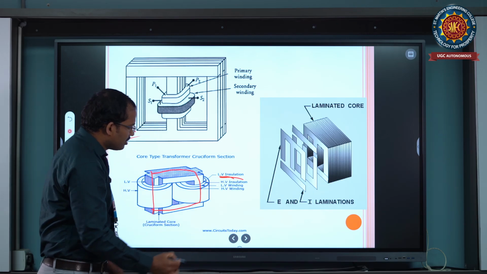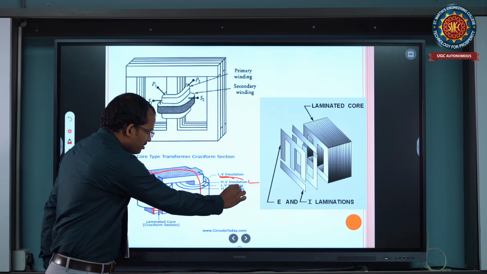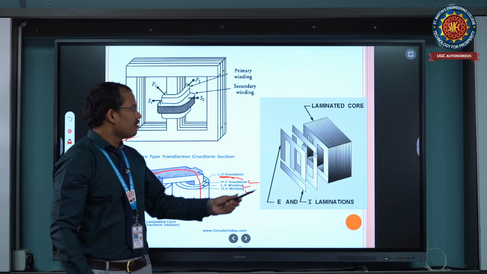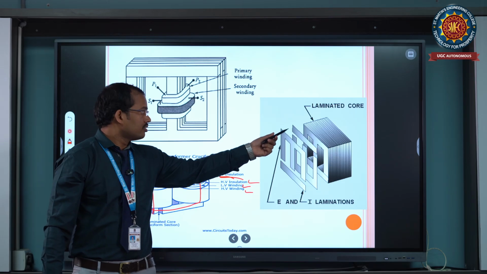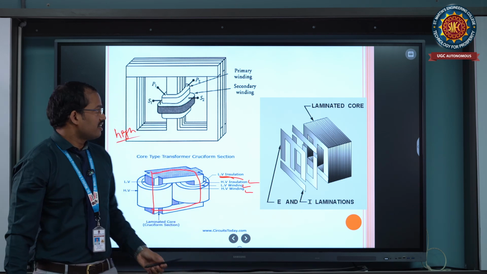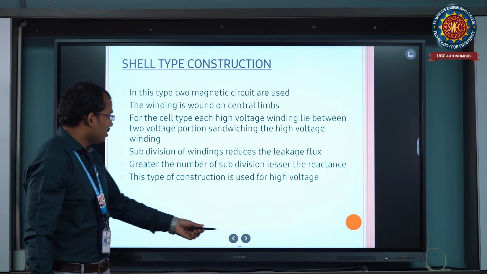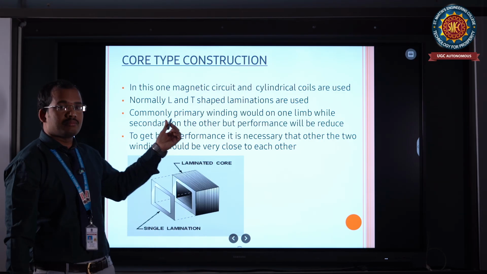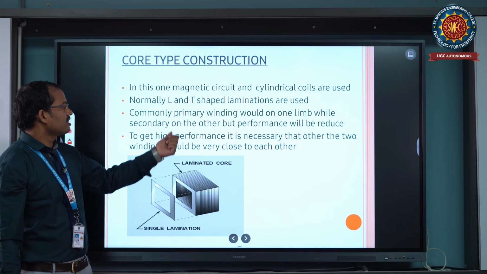This is the LV insulation and next the HV insulation, and LV winding means low voltage winding and HV winding means high voltage winding of the transformer. These are the number of laminations connected in the transformer, the laminated core. These are the laminated cores, E shape and I shape. So this is the core type transformer and shell type transformer, basic laminations and basic diagrams of the transformers.